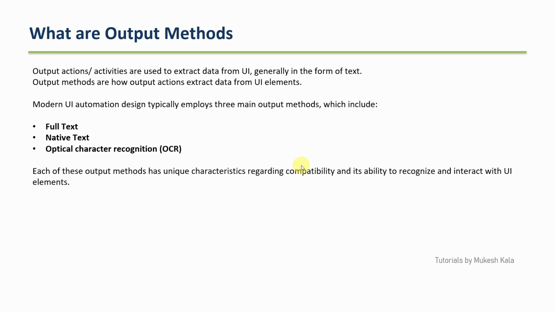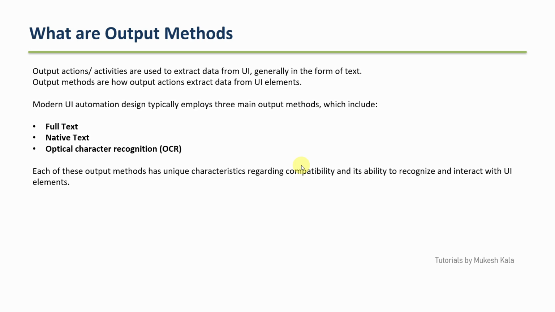So that becomes an output method for me. UiPath has two designs, classic and the modern. Modern automation also has the same output methods which you had in the classic, but the way it operates is a little bit different. So if I talk about the output methods, modern UI has got three output methods: full text, native text, and OCR, which is the full form of optical character recognition, mostly used for the image based automations. Now each of these output methods has different properties, different characteristics depending on the compatibility. As a UiPath developer, you should be aware of when to use what.